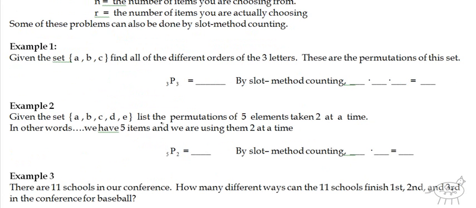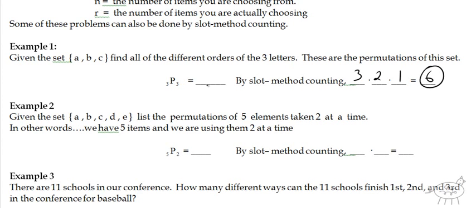Let's get into an example. Given the set A, B, C, find all different orders of 3 letters. These are permutations of the set. Think about it: it's 3 letters, again no repeats. Let's do the slot method first. If there are 3 letters and I'm using all of them, do you agree the first slot is going to be 3? No repeats, so I can't use the one I used, so it's down to 2 and then 1. And 3 times 2 times 1 is 6.